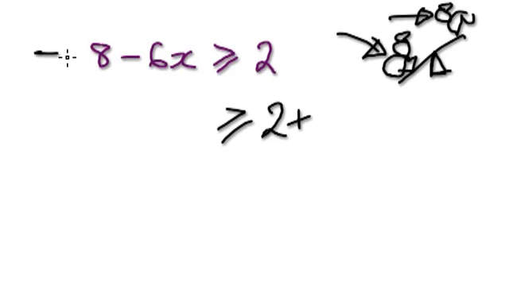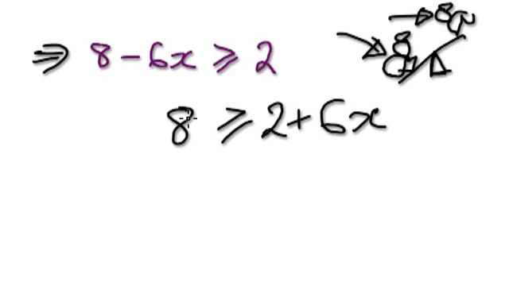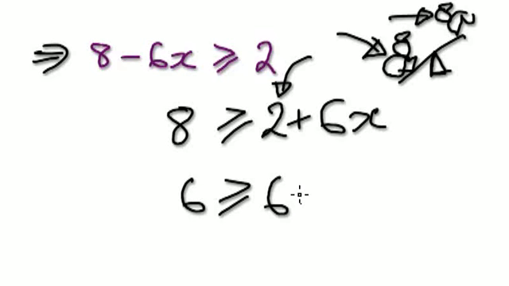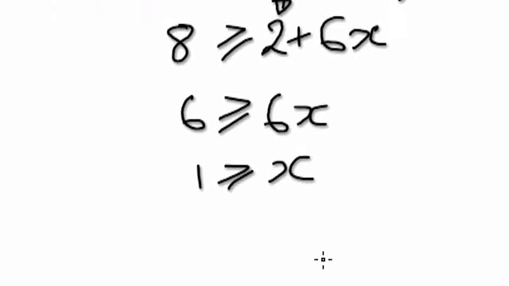So here, add 6x to both sides. So that will be this, and this will be 8. And then now kill off this 2 here. So take away 2 from both sides. This will be 6. This will be 6x, and then divide both sides by 6. So this will be 1. This will be x here. So your answer is x has to be less than or equal to 1.